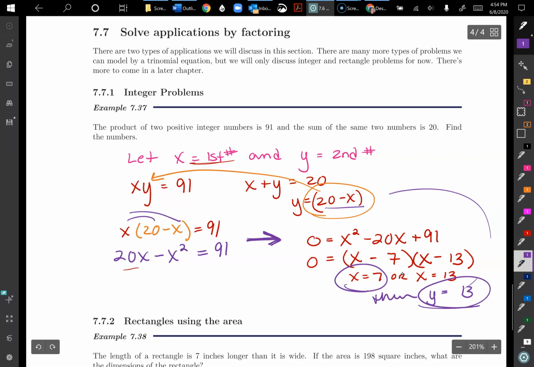It doesn't really matter. I mean, they both kind of even out in the wash, but I would say the first number is 7 and the second is 13.